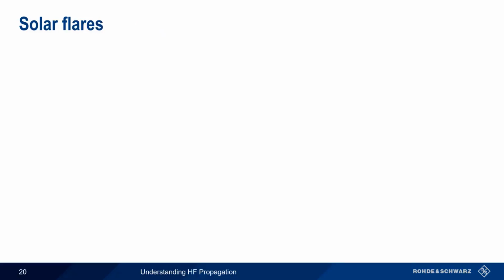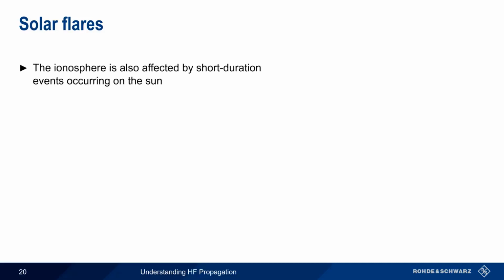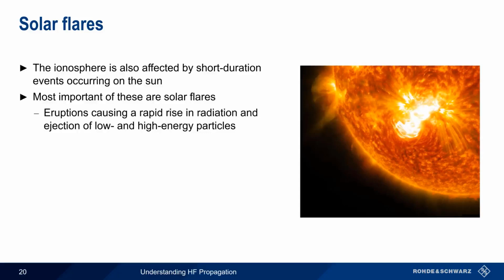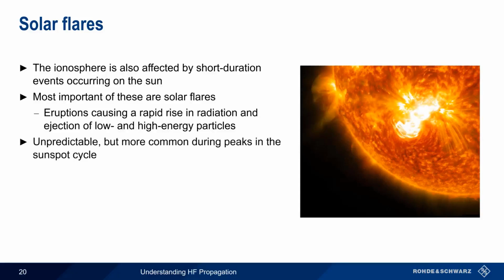Sunspot number and solar flux index are valuable measures of longer-term variations in solar radiation. The ionosphere is also affected by shorter duration events occurring on the Sun. The most important of these are solar flares, which are a type of eruption on the surface of the Sun. Solar flares cause a rapid rise in both X-ray and ultraviolet radiation, as well as the ejection of both low and high-energy particles.